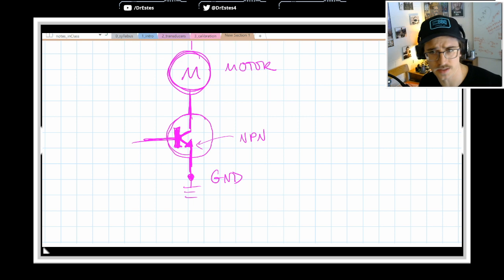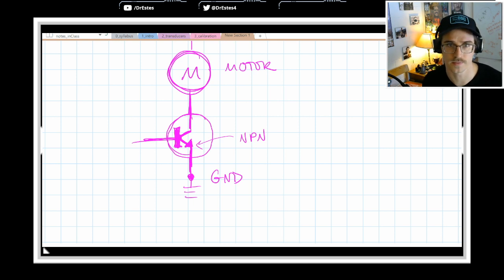We won't get into the details of that so much, but basically it's a semiconductor, and the N and the P stand for the different doping that's in the silicon. You could think of N as negative, P as positive. But right now we're just focusing on the functionality.